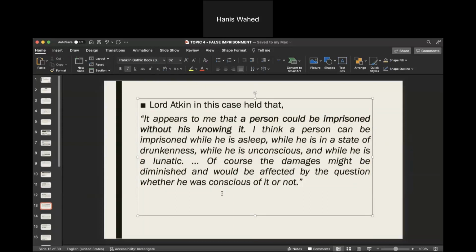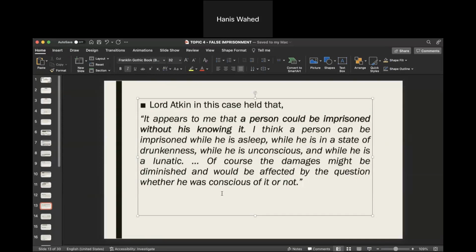Satu, that person, the person who detained the plaintiff will still be liable. Okay, but what differentiate is the amount of damages that the court award to the plaintiff, it might be lesser compared to other facts, ya. Maksudnya maybe the plaintiff will only get nominal damages.